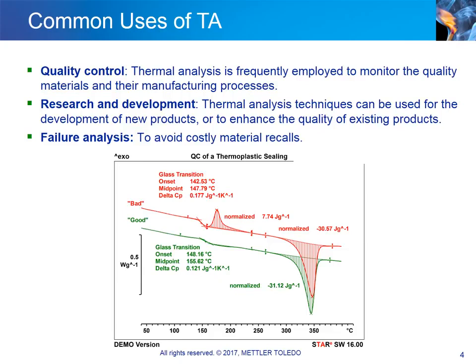Where can thermal analysis be used? Quality control, R&D, and failure analysis are areas in which thermal analysis makes a significant contribution. In quality control, raw materials or final products must be verified to ensure they meet predefined specifications, for example for purity, composition, mechanical strength, and crystallinity, to name just a few.